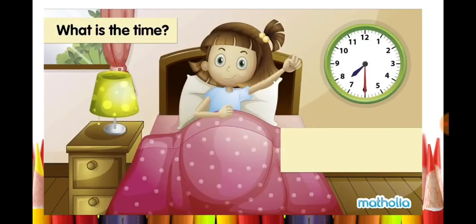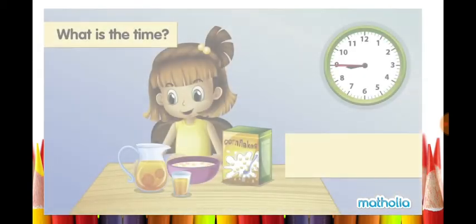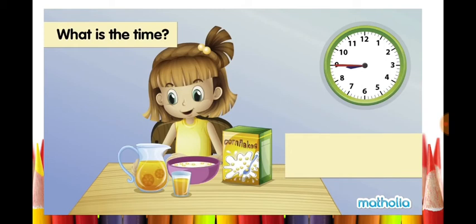What is the time? Kate is waking up. It's 7:30 in the morning. It's 7:30 a.m. Yes, 7:30 in the morning, a.m. What is the time? Kate is having breakfast. It's 8:45 in the morning. It's 8:45 a.m.